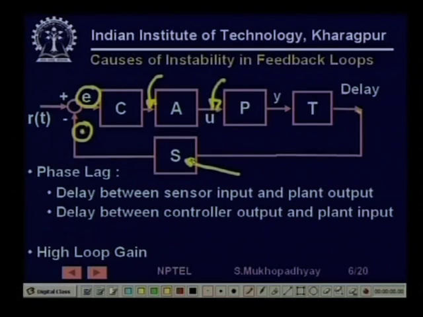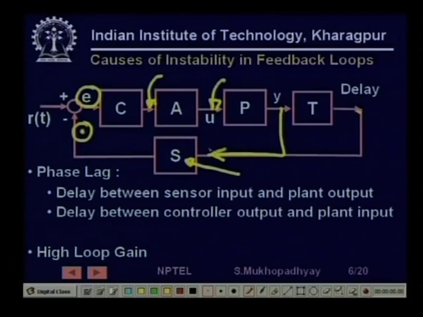Sometimes in automatic control processes, even sensors, like online analyzers, can have a considerable delay. This delay actually occurs in the sensor; it is not in sensing the input, which is fed directly from here, but this unit causes a time delay, and that is also possible. So, anywhere around this loop, if you have delay, it is a potential cause of instability.